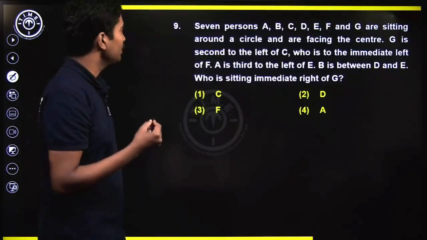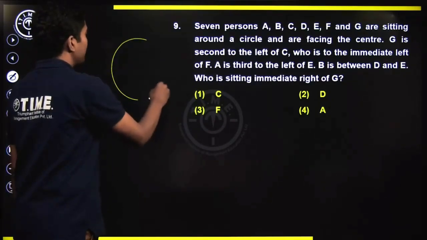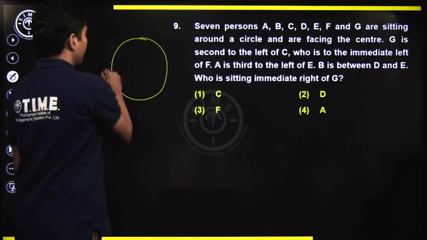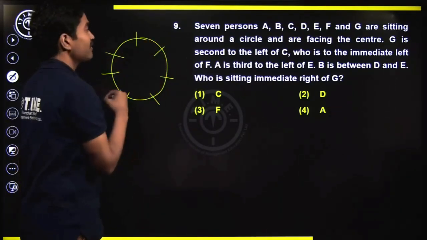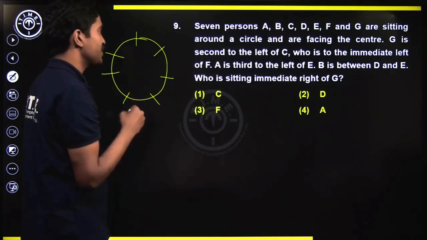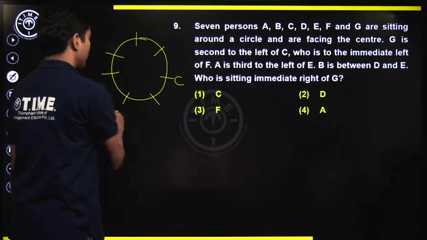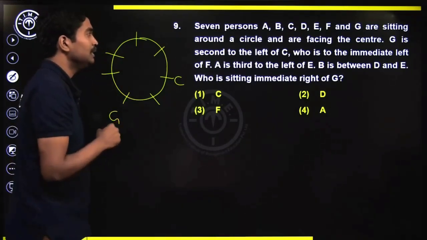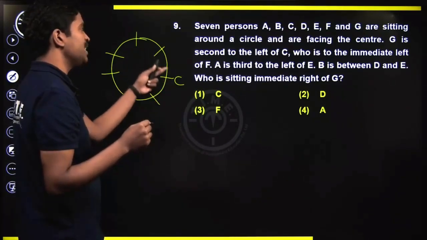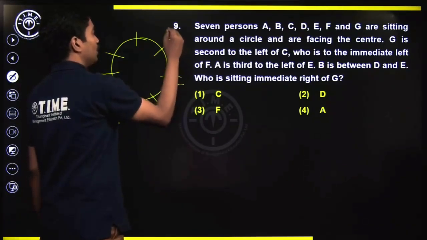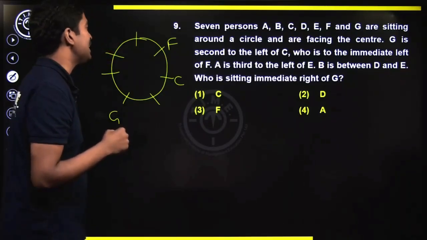Next question. 7 persons A, B, C, D, E, F, G are sitting around a circle and are facing the center, right? Those are the 7 people. G is second to the left of C. Okay, let's say C is sitting here, second to the left, G would be sitting here. G is second to the left of C, C who is to the immediate left of F. Alright, this is what it is. A is third to the left of E.